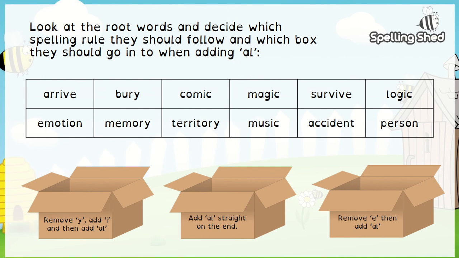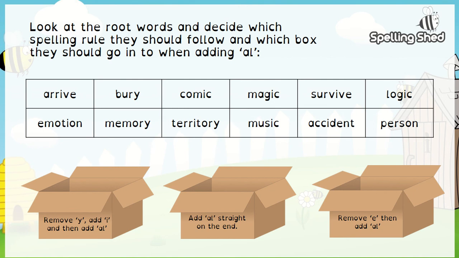So, make sure you've got a pen or a pencil and a piece of paper. Draw your 4 boxes. They don't have to look like 3D boxes. You could just draw them as straightforward boxes on your page or a table and write the spelling rule at the top. Then see if you can sort the words into the correct boxes.